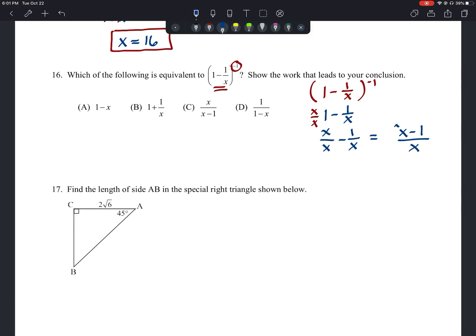Now this whole thing is still being raised to the negative first power, but this is going to help us, now that we have a fraction and it's being raised to a negative exponent. We know that we can take the reciprocal of the base. We couldn't do that when there were two different terms in here, but now we can. So our answer should end up being x over x minus 1. And that you will see here is answer choice C.